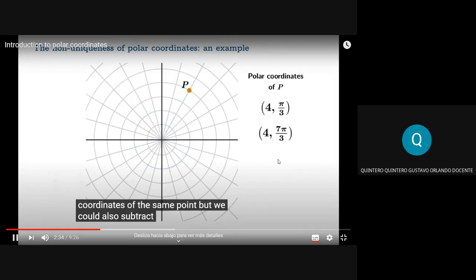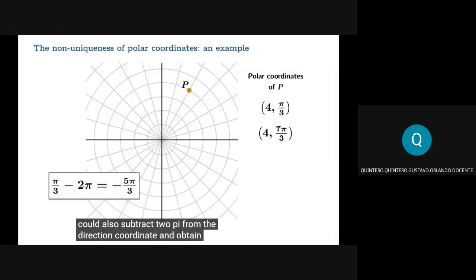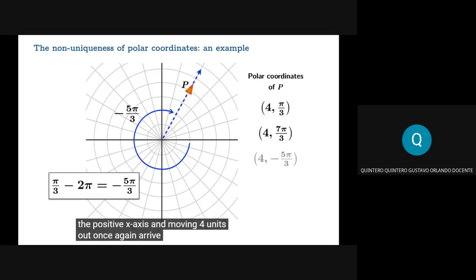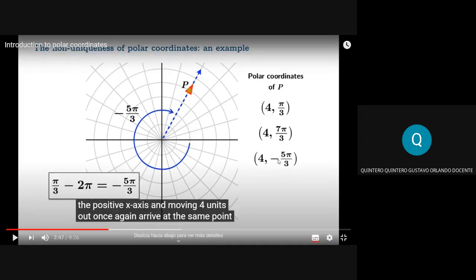But we could also subtract 2π from the direction coordinate and obtain negative 5π/3. So in this case, we would travel 5π/3 units clockwise from the positive x-axis and moving 4 units out once again, arrive at the same point. Beautiful. Let me tell you something real quick right now. Whenever we're talking about polar coordinates and you find a negative number, this is going to happen for the angle, or also for r, the measure of r. We can have these 2 be negative.